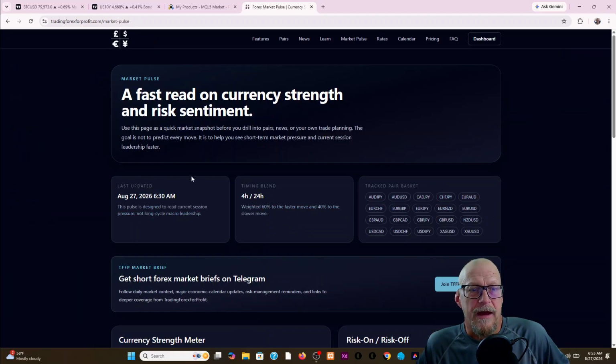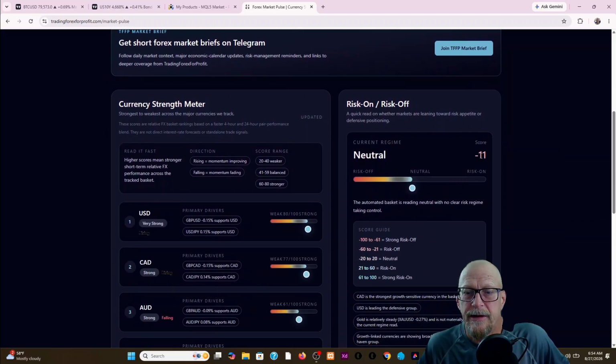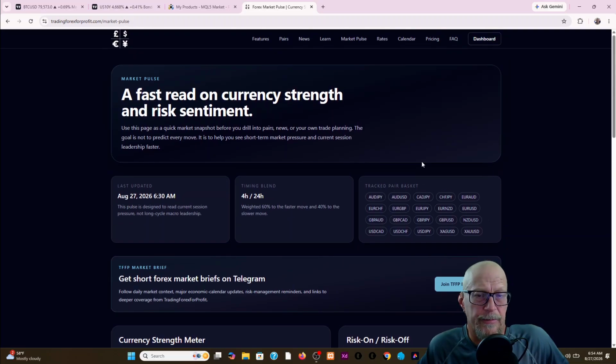Let's go ahead and get into the market pulse and see what's going on today. We have a fast read on currency strength and risk sentiment. Right now, it is neutral at about -11, and it has been a very neutral week. It's what we call the summer doldrums, when the trading just pretty much stops right before September gets in here. And then when September gets in here, it starts loosening up a little bit more about halfway through September. So we got a month down on that.